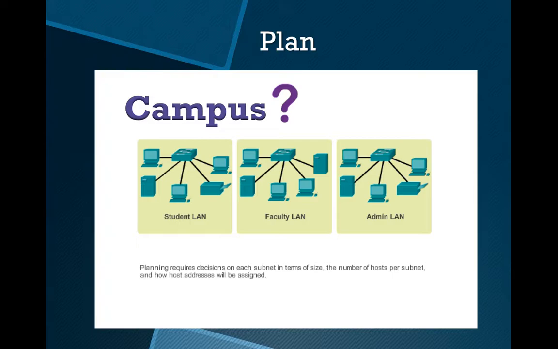For example, in a campus network design, you might consider how many hosts are needed in the administrative LAN, how many in the faculty LAN, and how many in the student LAN. In a home network, a consideration might be the number of hosts in the main network.